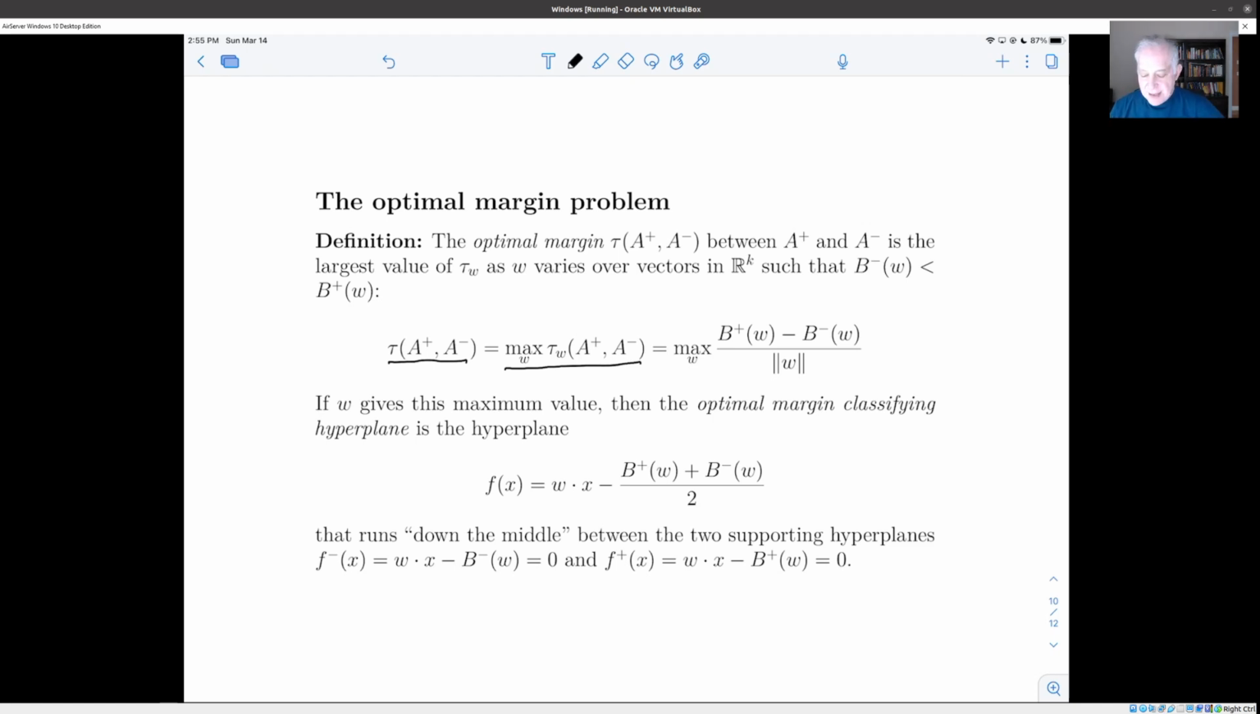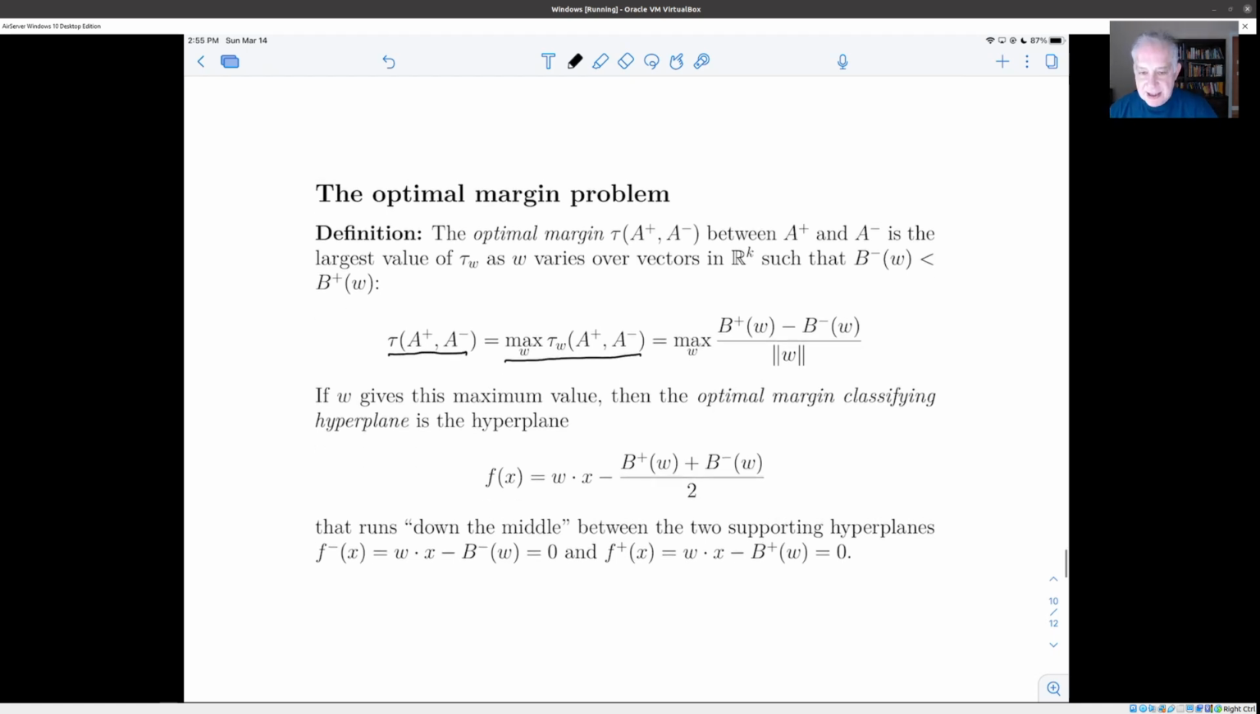So now we have an optimization problem. It's a complicated one. Find W so that this gap between the supporting hyperplanes is as big as possible, given our set of points.